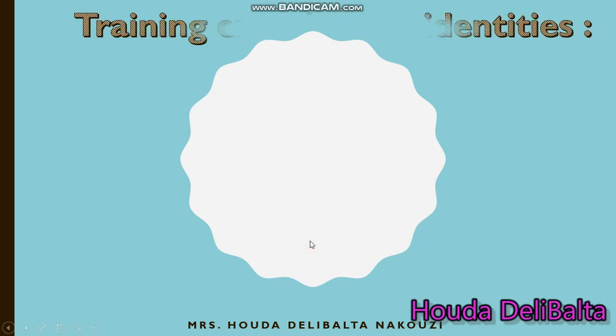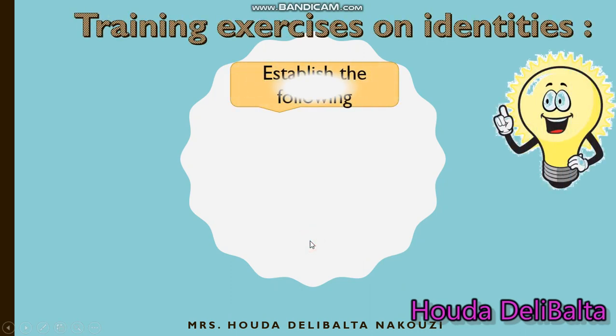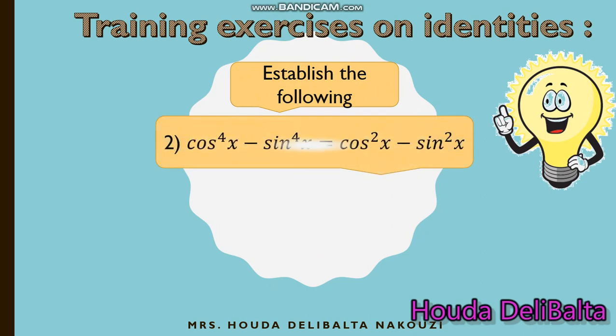Okay, let's continue training by solving these training exercises. Training exercise 2 is also establish the following. We have to establish this identity that says that cosine power 4x minus sine power 4x should be equal to cosine squared x minus sine squared x. Weird, huh? How could this happen? Let's see how this can happen.